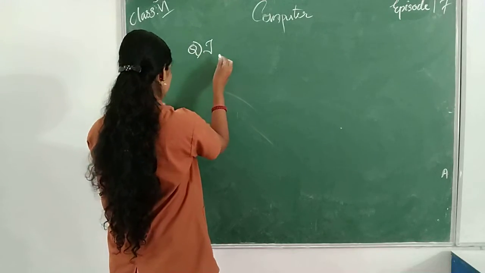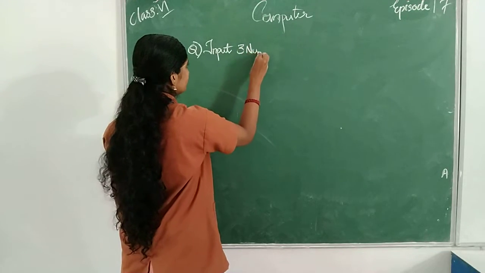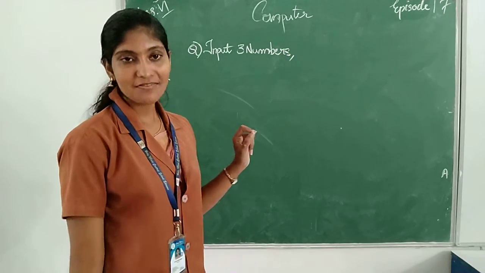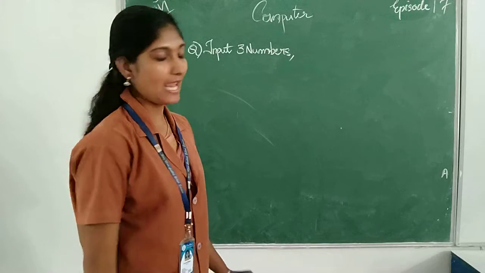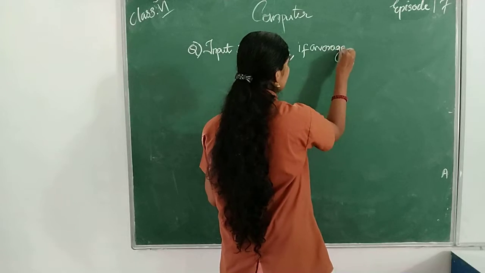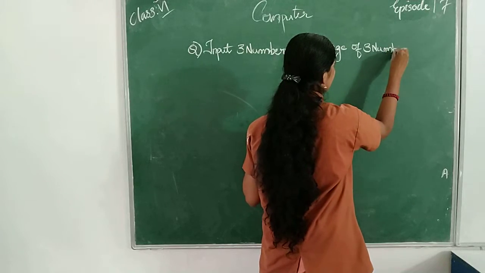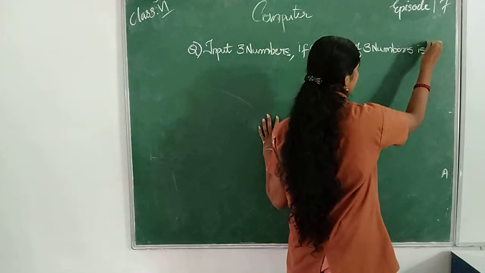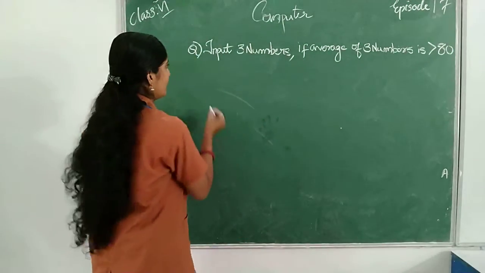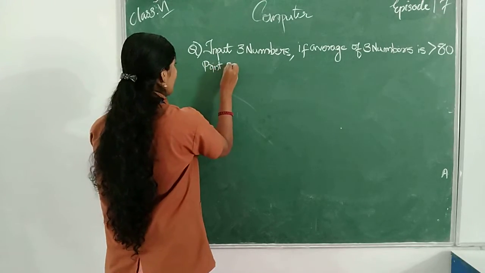Input 3 numbers. Yes. Then the average of 3 numbers is greater than 80. If the average of 3 numbers is greater than 80, then print excellent.